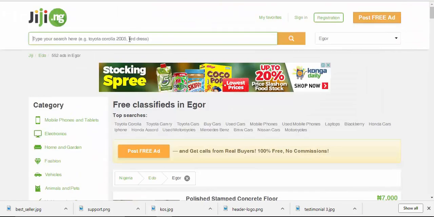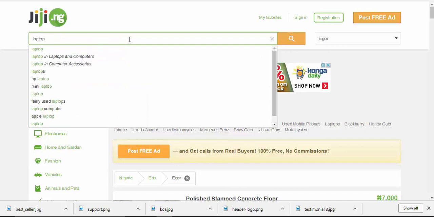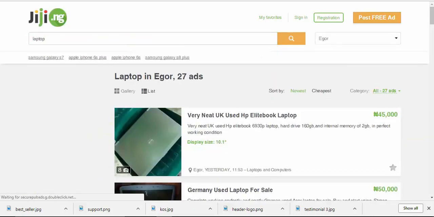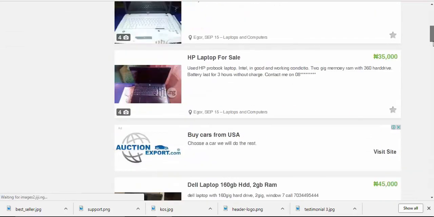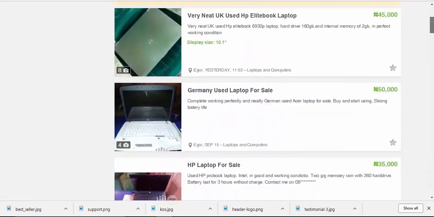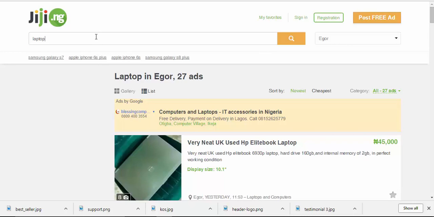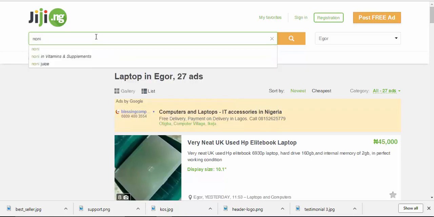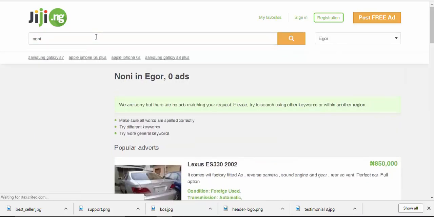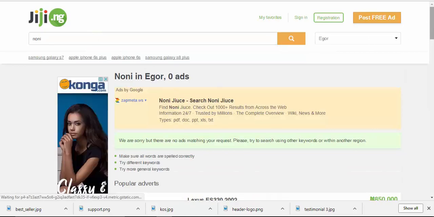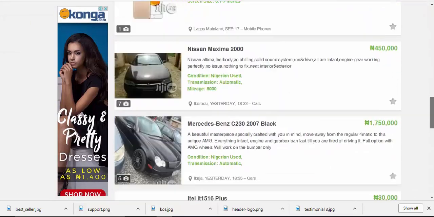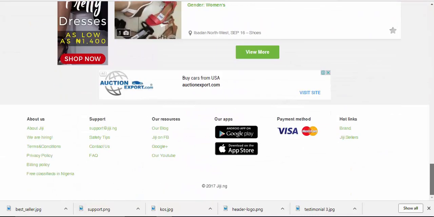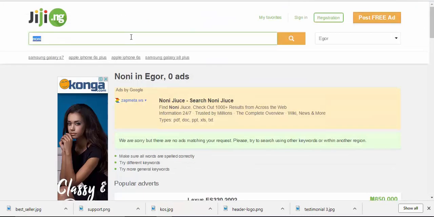Let me do a search for laptop. I want to show you where they make their money. They make their money through adverts. You see, people pay for adverts on this site. I'm trying to check for someone that I've seen paid for an advert listing, a product listing.